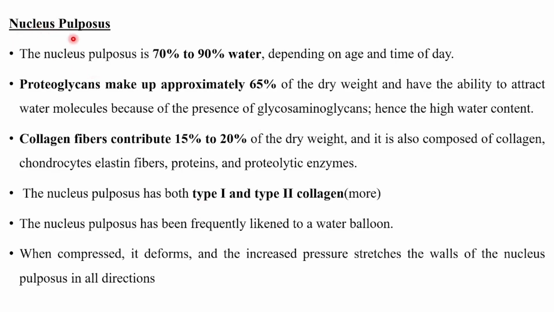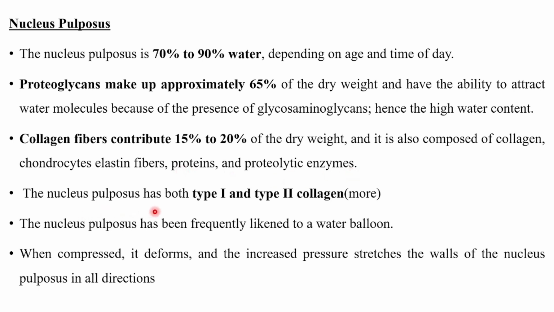Coming to the nucleus pulposus, the nucleus pulposus is 70 to 90% water, depending on the age and time of the day. The proteoglycans make up approximately 65% of the dry weight and have the ability to attract water molecules because of the presence of glycosaminoglycans. Because of the presence of glycosaminoglycans, they have high water content. Collagen fibers contribute to about 15 to 20% of the dry weight, and it is also composed of collagen, chondrocytes, elastin fibers, proteins, and proteolytic enzymes.